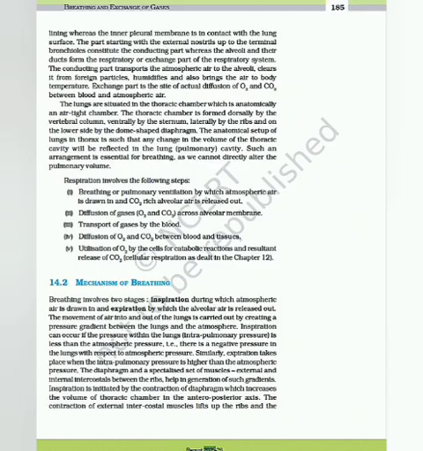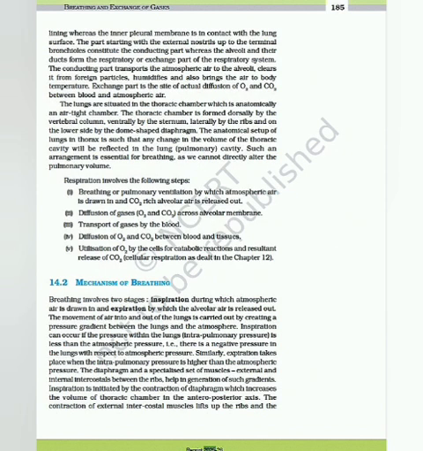The lungs are situated in the thoracic chamber, which is anatomically an airtight chamber. The thoracic chamber is formed dorsally by the vertebral column, ventrally by the sternum, laterally by the ribs, and on the lower side by the dome-shaped diaphragm. The anatomical setup of lungs in thorax is such that any change in the volume of the thoracic cavity will be reflected in the lungs, pulmonary cavity.